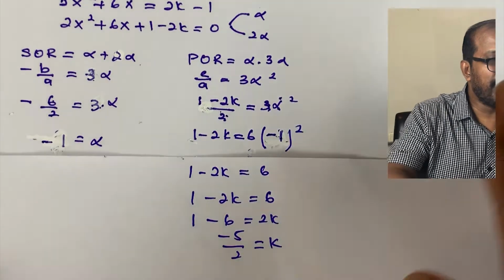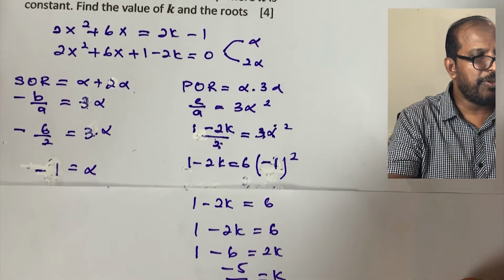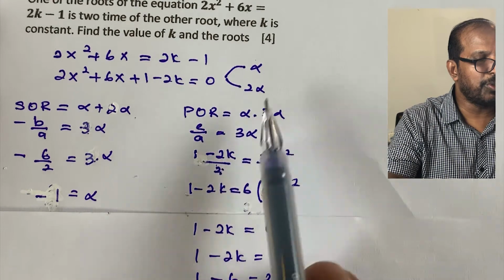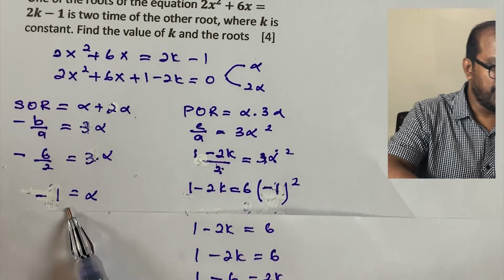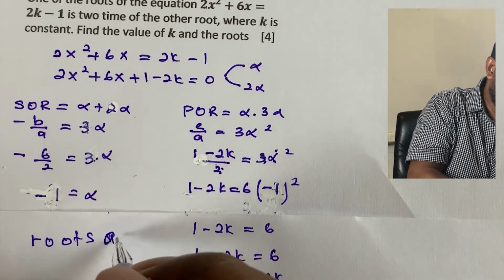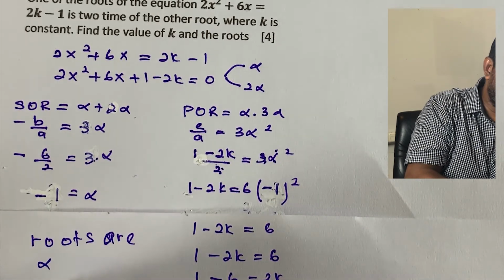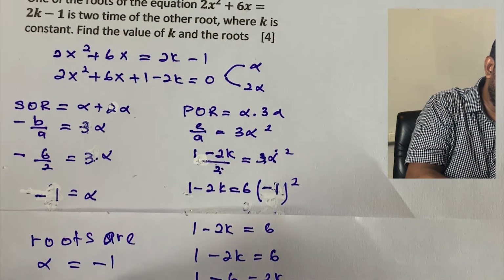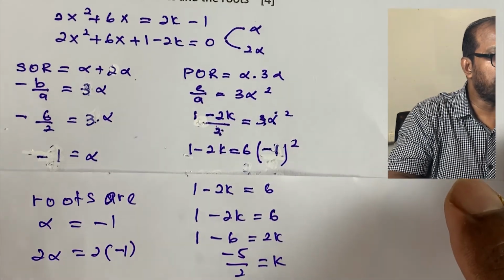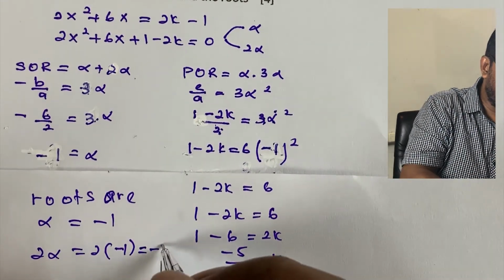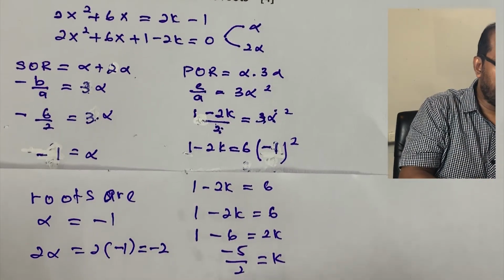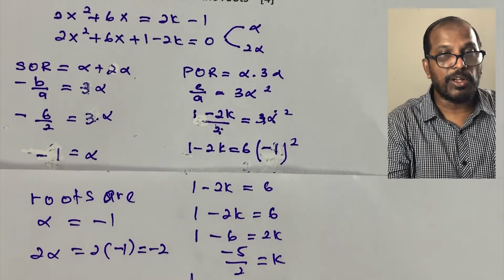But we also need to find from the question the roots. So we know the roots are alpha and 2 alpha, and alpha is negative 1. So one of them is alpha, the other one is 2 alpha. Therefore, this is negative 1, this is 2 times negative 1, which is equivalent to negative 2. So the two roots are negative 1 and negative 2. So now we have completed the question. That's all for this topic.